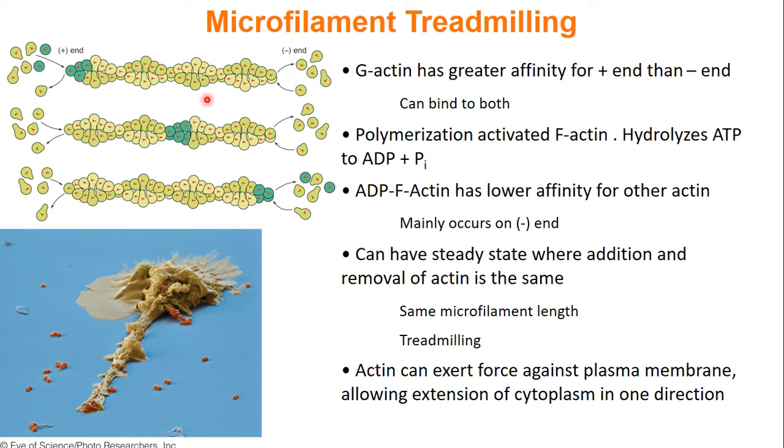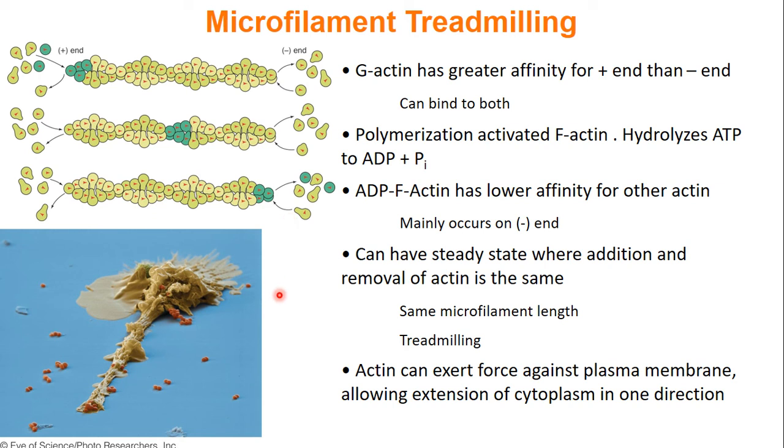Here at the minus end, you have ADP actin. At the plus end, you still have your ATP actin, which increases affinity. And you have this steady state happening where you have actin coming off at the minus end and adding at the plus end, so you don't have an overall change in length of the actin, but you are changing monomers. So if you follow this green actin, you can see that although the actin strand never changed length, it is shuffling through different actins. And this is called treadmilling, when your microfilament is constantly changing monomers but not changing size.